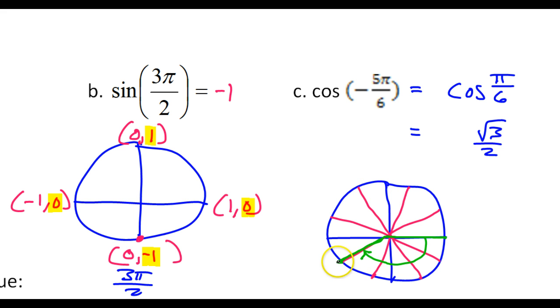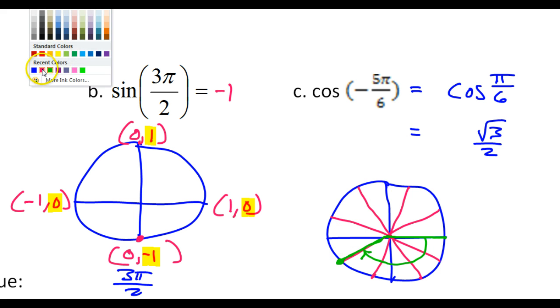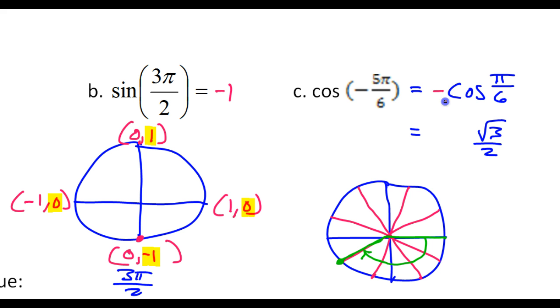Okay, so the terminal side here is in the third quadrant. So cosine is negative in the third quadrant, which tells me that I will in fact need a negative sign on this. Okay, but that's it. So the value of the cosine of negative 5 pi over 6 is negative radical 3 over 2.